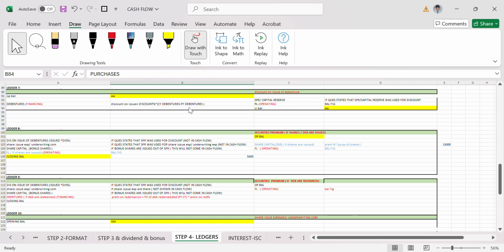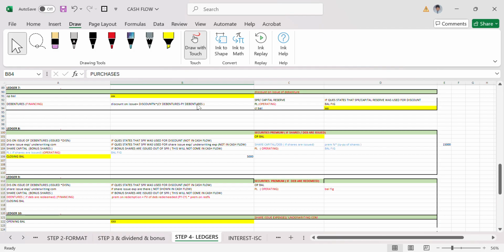In the adjustments they will give you the discount percentage. So use that discount percentage and see the difference between current year and the previous year debentures. So these are the number of debentures issued during the year. Multiply it by the discount percentage, you will get discount on issue. So discount is increasing because of debentures, so you will record debentures here.